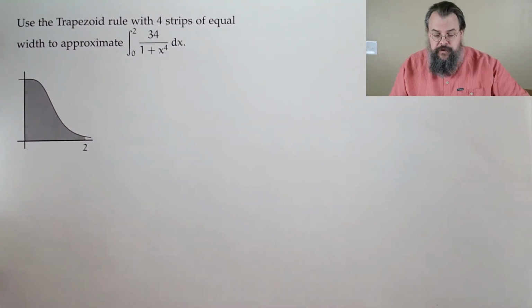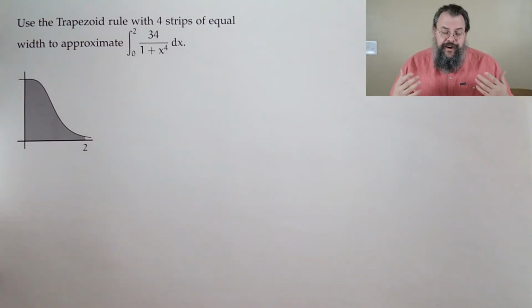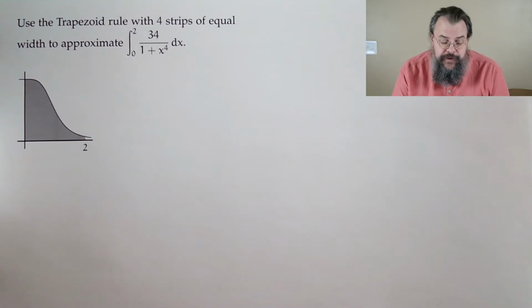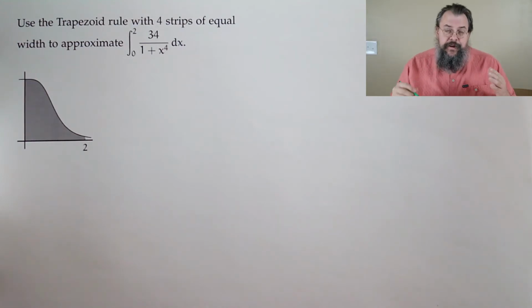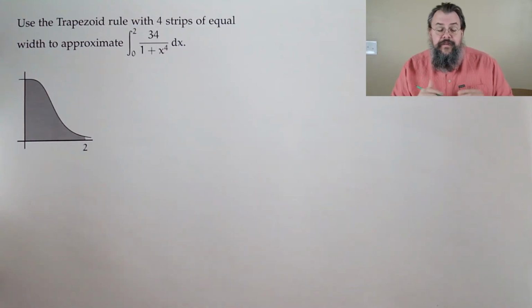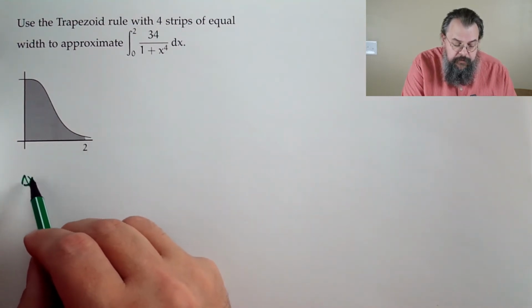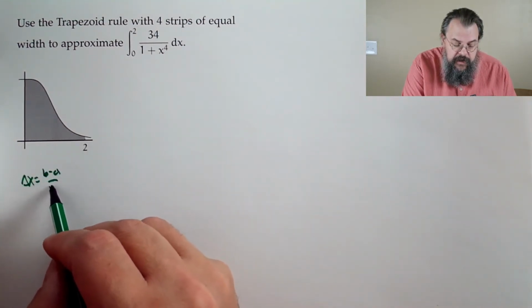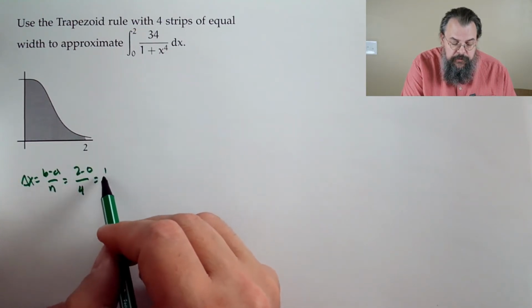Use the trapezoid rule with 4 strips of equal width to approximate our integral from 0 to 2 of 34 over 1 plus x to the fourth dx. All right, so we have to think about, okay, what are our widths? Well, our width is b minus a over n. In our case, 2 minus 0 over 4, which is a half.